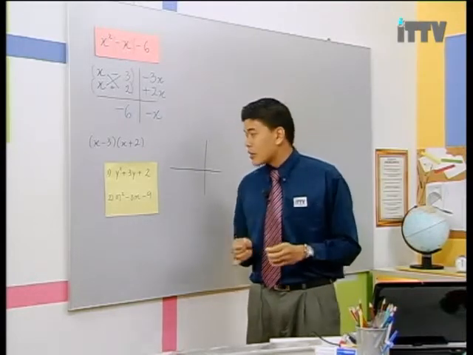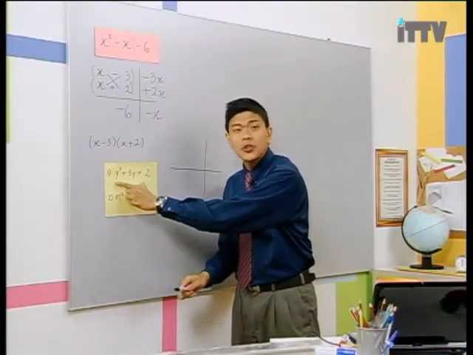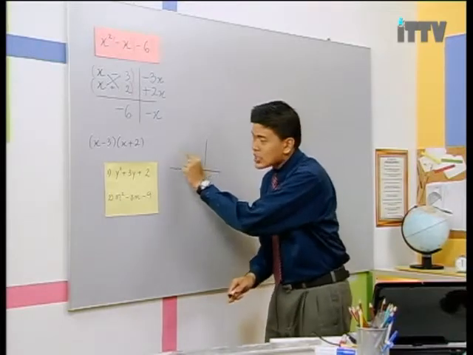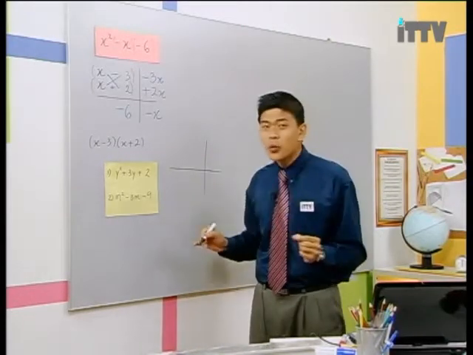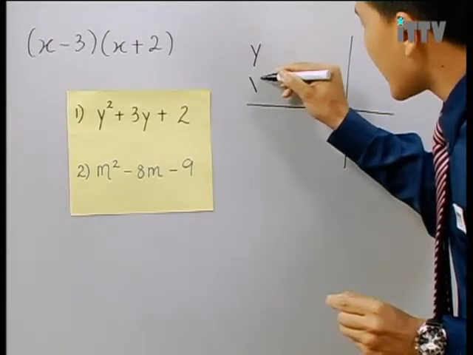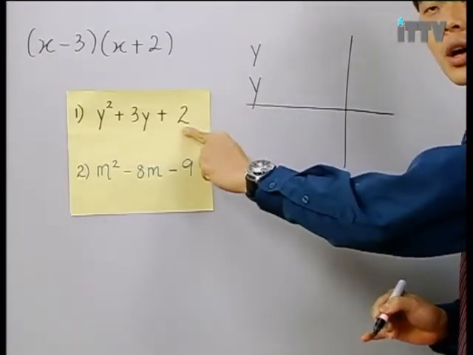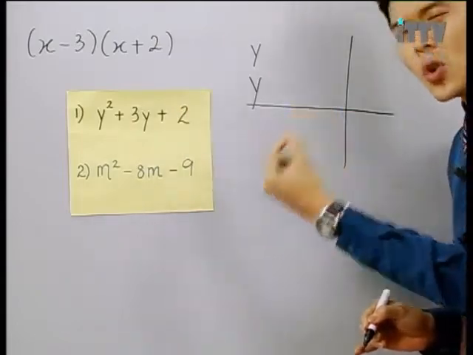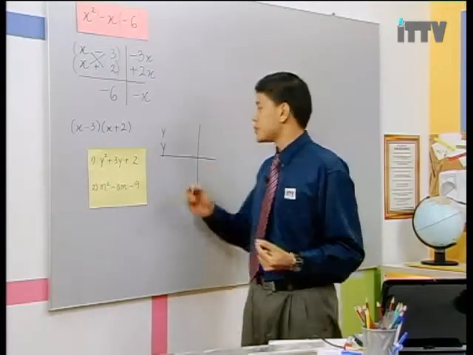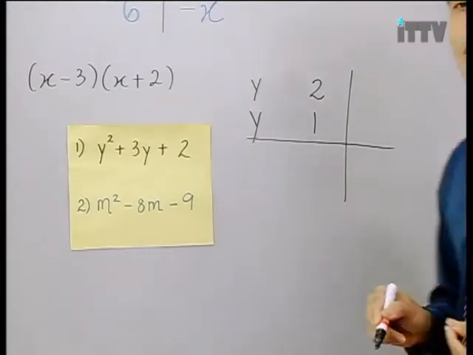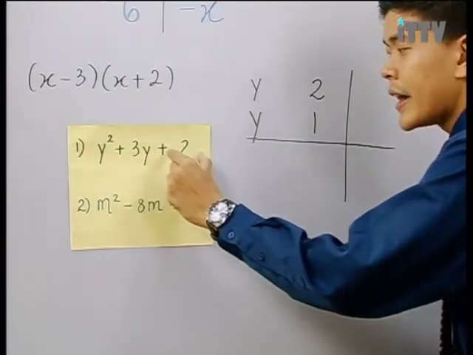Next, look at y squared and look at 2, because these are the only two terms that you need to put inside this column. First of all, y squared. What times what gives you y squared? Y times y. So there's only one possible outcome, y times y. And then look at 2. What times what will give you 2? And there is also only one possible outcome, because only 2 times 1 will give you 2. So the 2 is here and the 1. So arrange it.